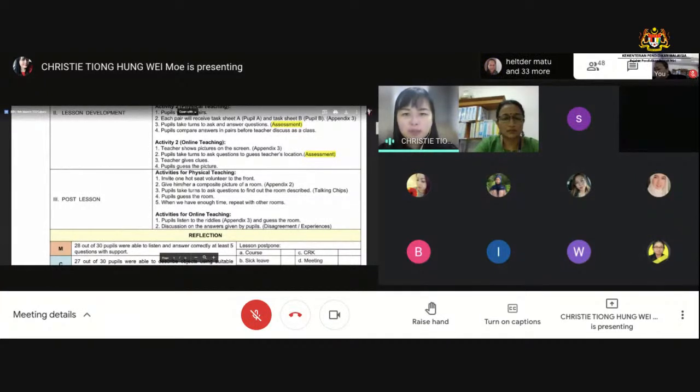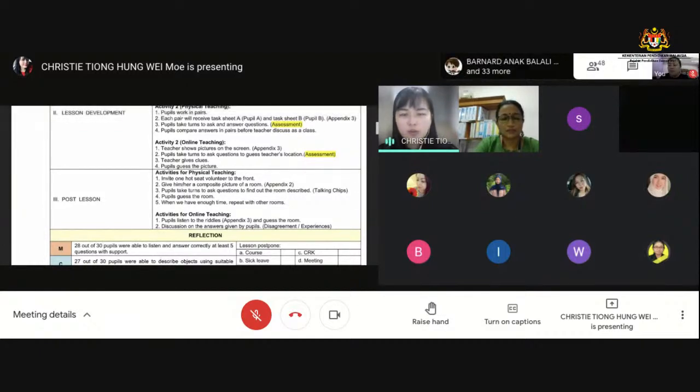Teacher will show the pictures on the screen, and the pupils take turns to ask questions to guess where the picture is. And the teacher will give clues like, oh, I'm hiding something. I'm hunting with dogs, maybe. Later on you will look at the pictures. So pupils need to guess the pictures.